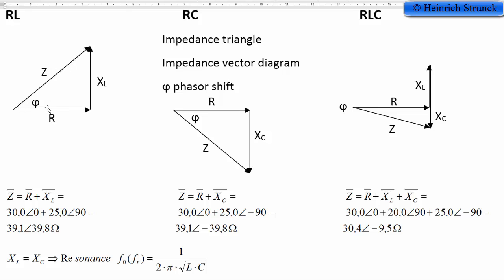It has this length and this direction. And when we add a resistor and reactance, we have totally an impedance. So that's why we call these triangles the impedance triangle or impedance vector diagram. And this angle we call the phase shift phi. So the angle between the impedance and the resistance is the phase shift.